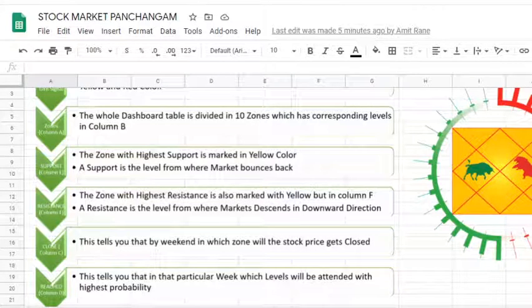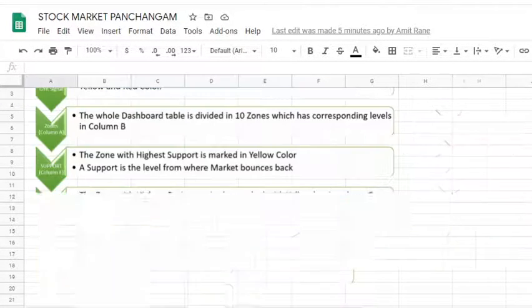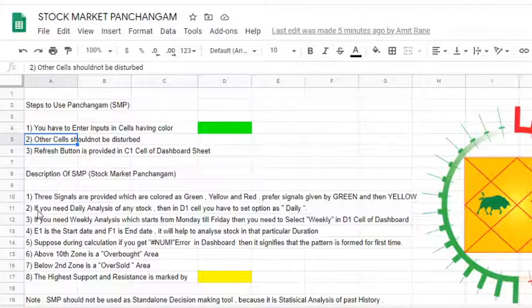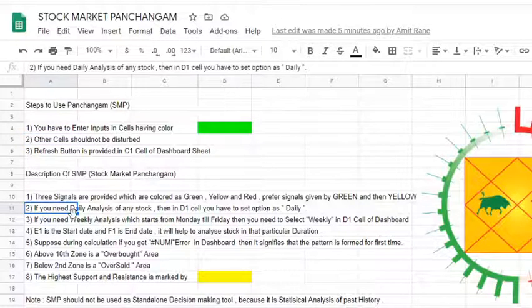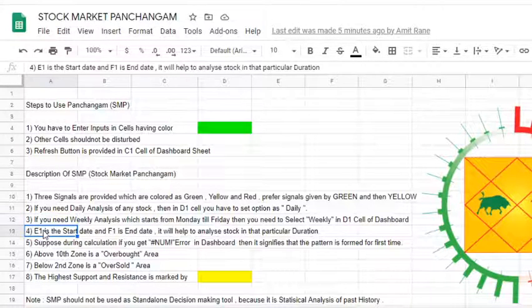Okay, we are done with all the inputs and we are done with all the outputs. Okay, and other instructions we will see. If you do a daily analysis of the stock, then in D1 cell you have to set daily. We have already seen it in the inputs. If you need weekly analysis which starts from Monday till Friday, then you need to select weekly in the D1. Okay, that is also discussed. E1 is the start date and F1, even that is discussed.